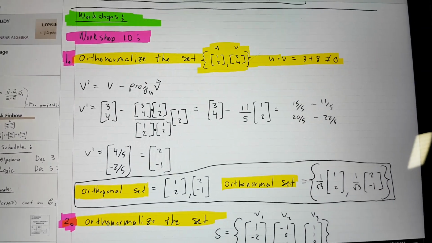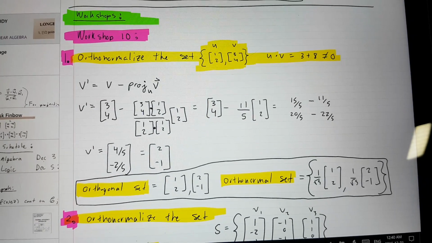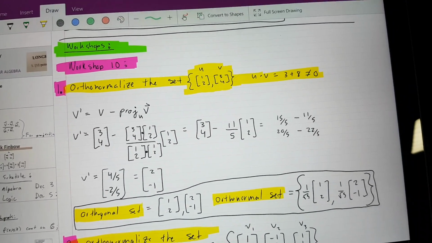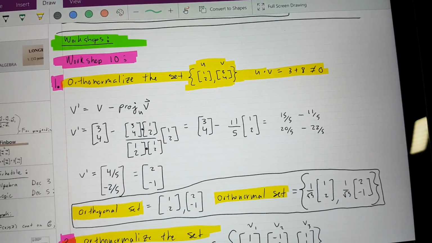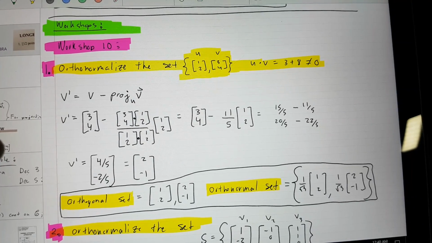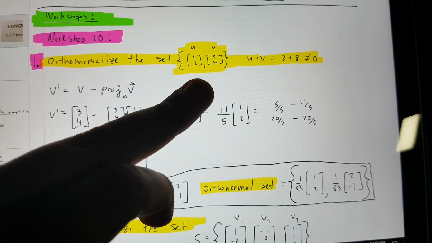Alright, I started doing the workshops. So workshop 10 is basically all orthonormalized sets. There's a recipe and you just repeat the recipe over and over again. So question 1 was: orthonormalize this set.